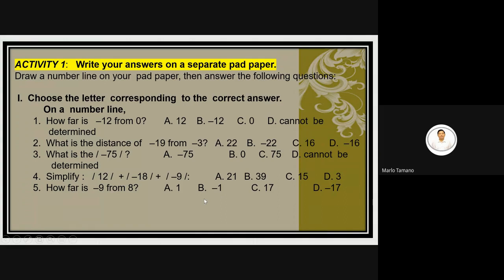16. That is correct. Okay? So very easy. So the absolute value of negative 19 minus the absolute value of negative 3. Pag nilabas ninyo pareho, 19 minus 3 po yan. Kaya 16. Naintindihan? Number 3, what is the distance or what is the absolute value of negative 75?